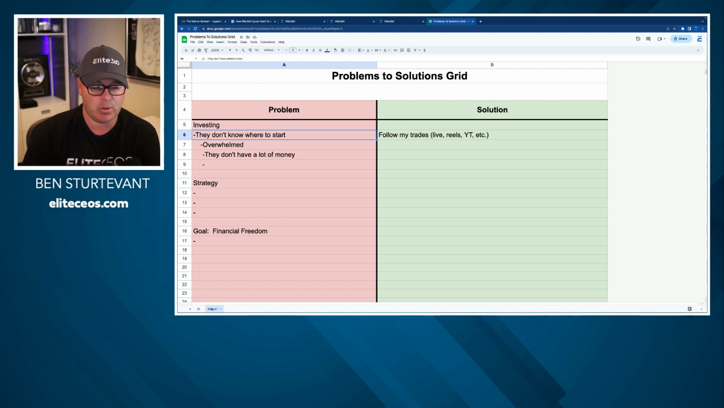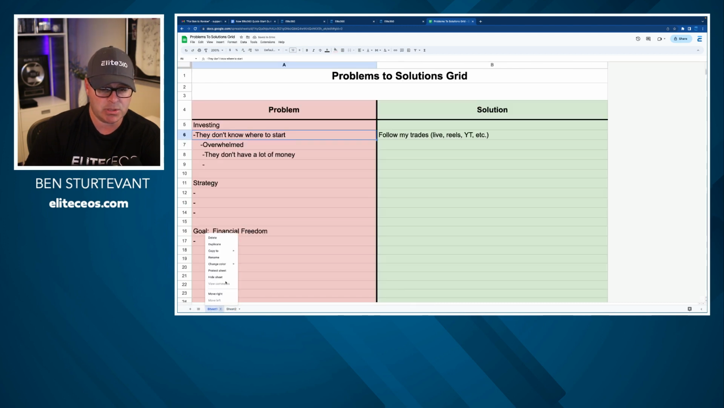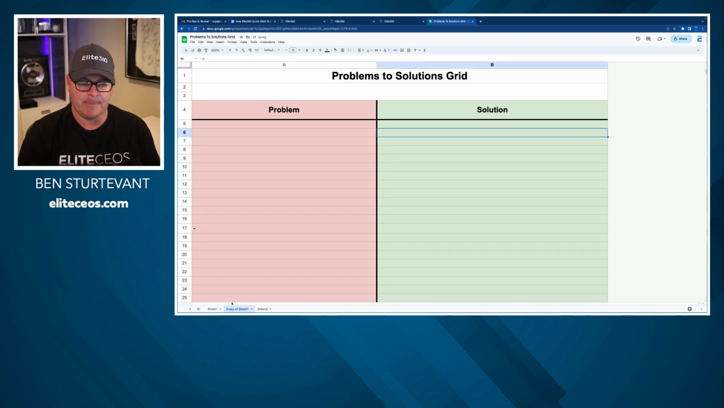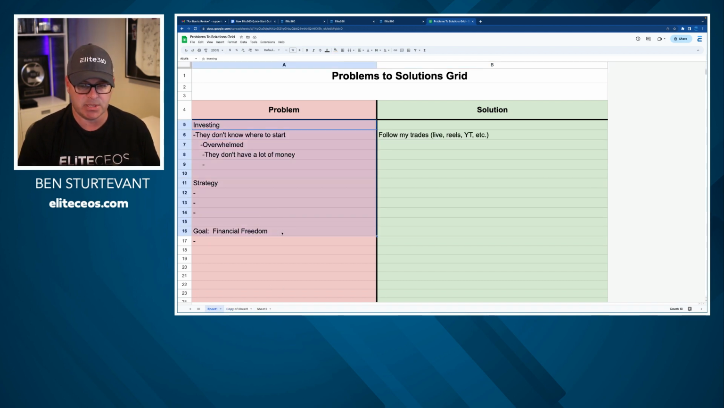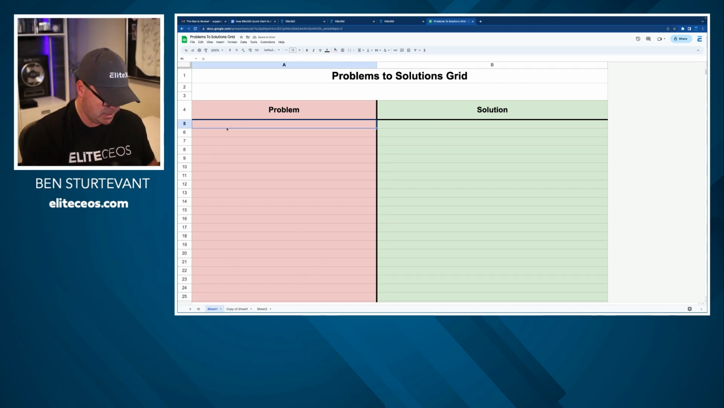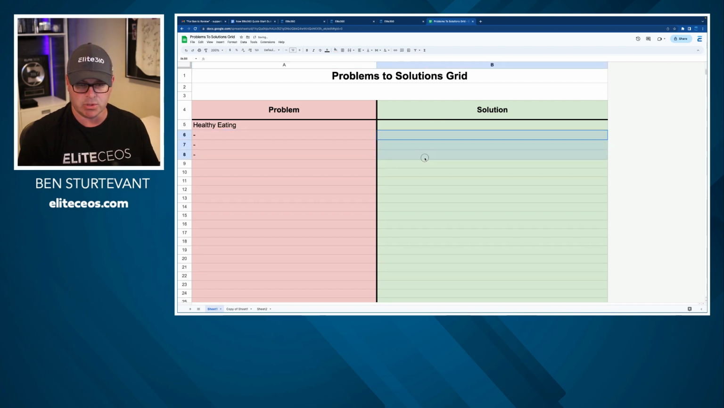And then you can create different versions. What I would recommend, if you've never worked with Google Sheets, is you could just duplicate it, right? And now you've got a different copy. What I would do is create a problems to solutions grid for each section of your offer. So let me show you an example. Let's say this is my healthy eating one. I'm going to list all the problems underneath here, and then I'm going to list the solutions for those.